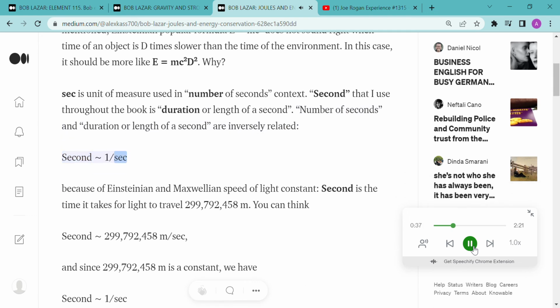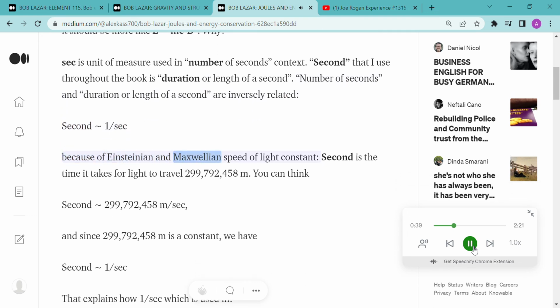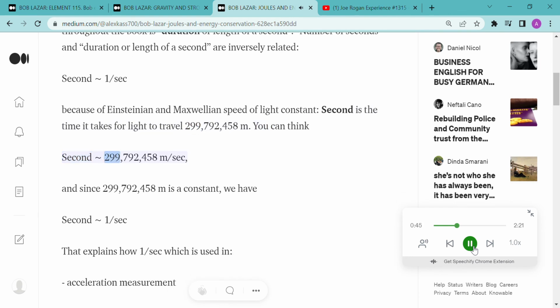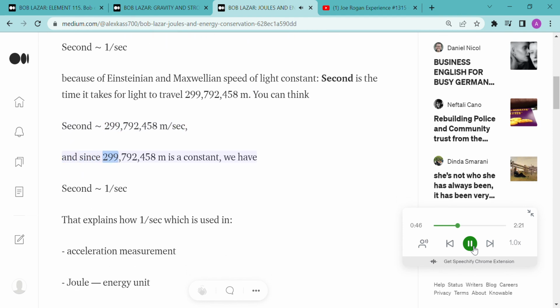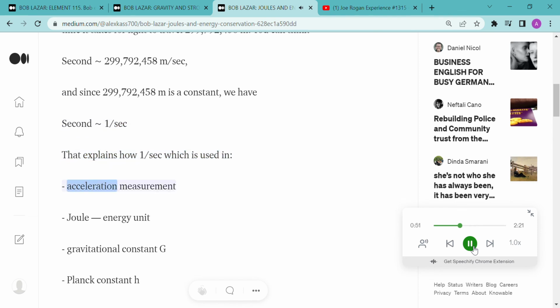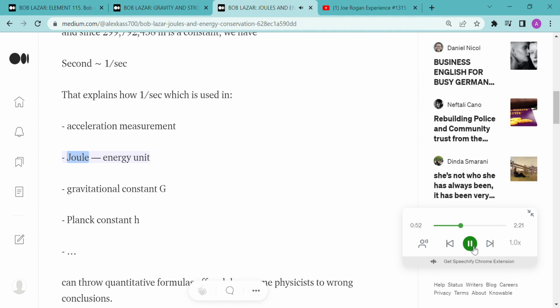Second is 1 per second because of Einsteinian and Maxwellian speed of light constant. Second is the time it takes for light to travel 299,792,458 meters. You can think, second is 299,792,458 meters per second, and since 299,792,458 meters is a constant, we have second as 1 per second, which explains how 1 per second is used in acceleration measurement. Joule, energy unit.